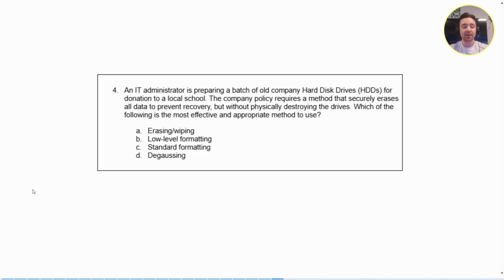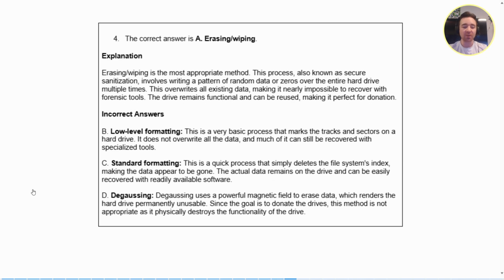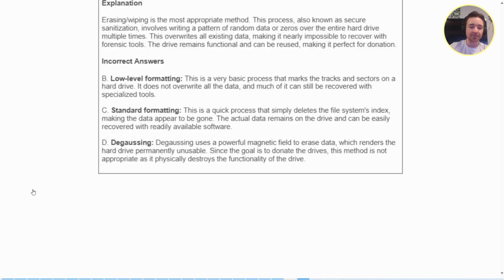Your answer coming after I have a quick sip of coffee. Pause the video if you have to. All right, here we go. 3, 2, 1. It is going to be A, erasing/wiping. As we discussed not too long ago, that is the most secure method of getting rid of data and sanitizing your drives.